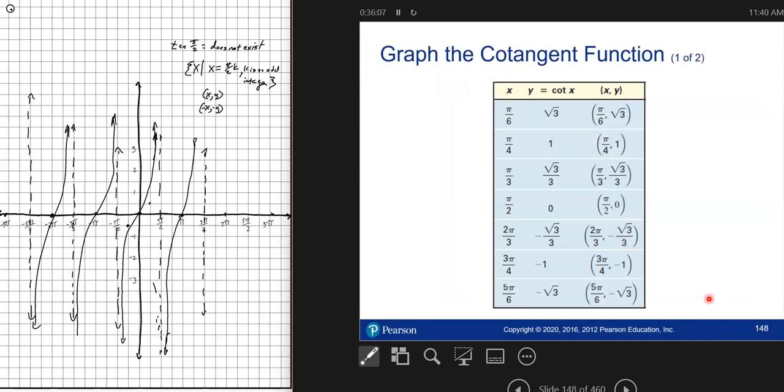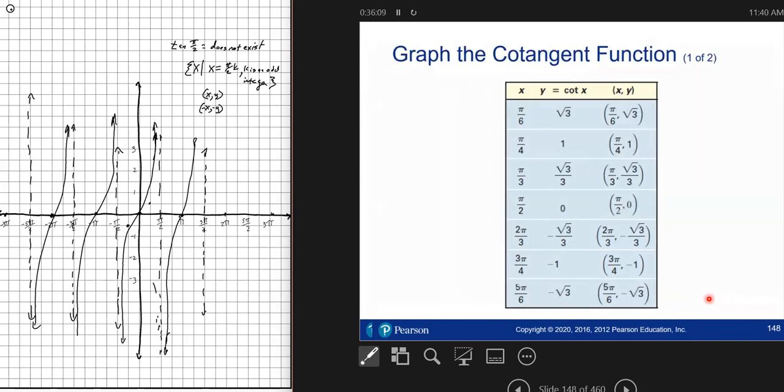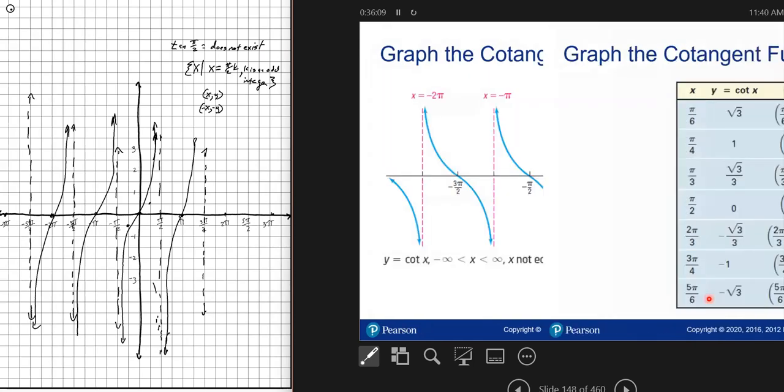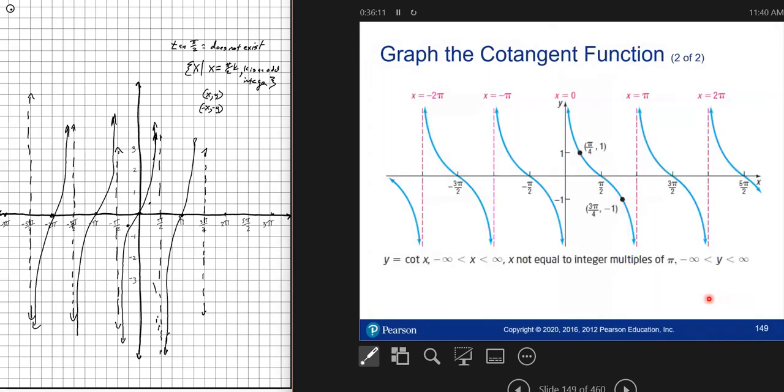Now the graph of the cotangent, and they're going to do the same thing here. Well, they didn't show you that part. Cotangent has a period of pi. From 0 to pi is the primary period. Okay. Because if you remember, cotangent is a reciprocal of tangent.